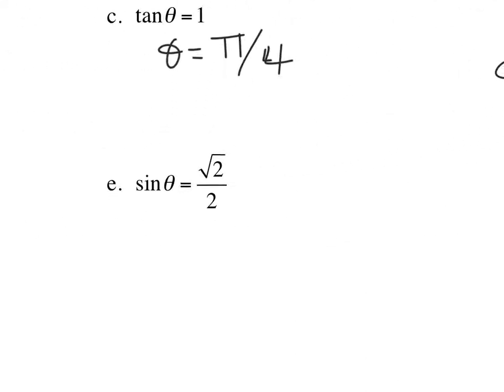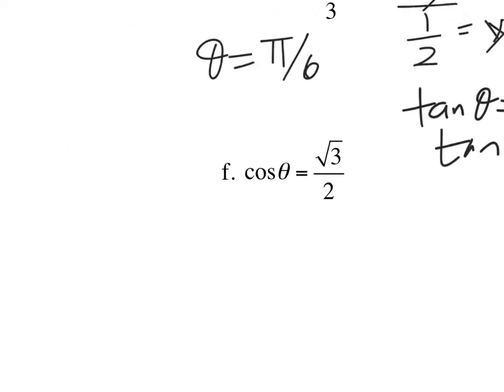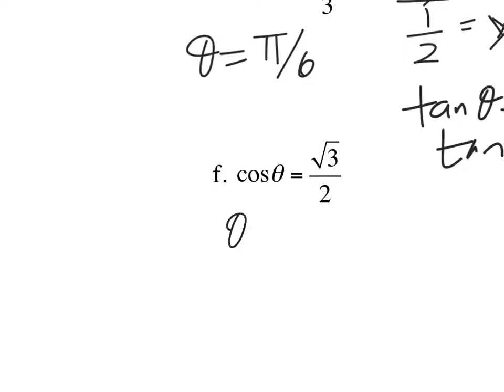Okay, what angle gives me a sine value of rad 2 over 2? That would be pi over 4. Perfect. And the last one, where is cosine on our unit circle just in quadrant 1, where is cosine equal to rad 3 over 2? That was pi over 6. Yep, pi over 6. Okay.